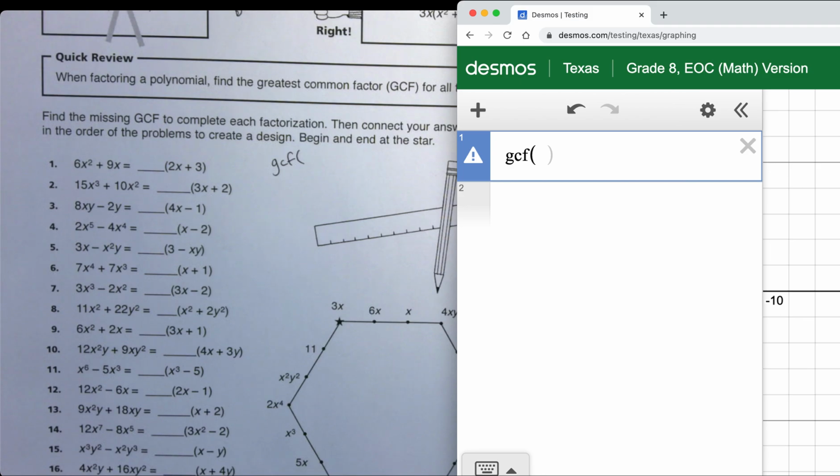And then I'm just going to put in the coefficients. I'll put 6 in every time. I need to put a comma, so comma, and then the next number is 9, okay? So what number do they have in common? They have a 3. So I can take out a 3.